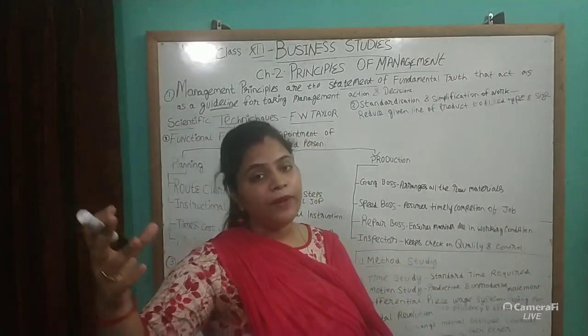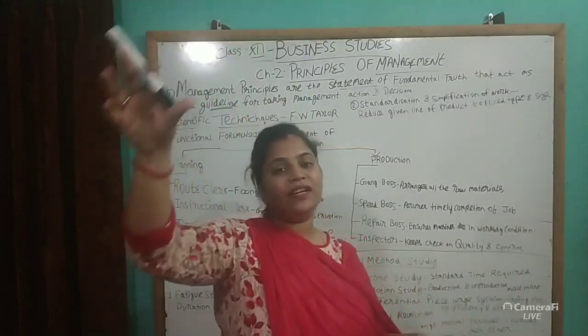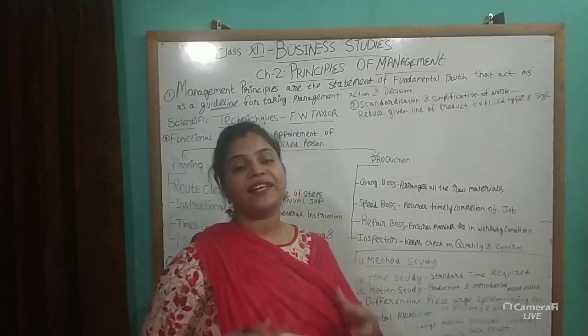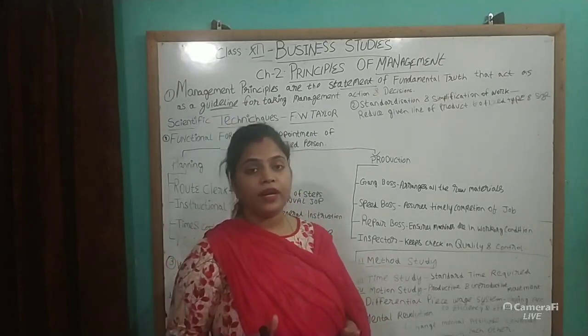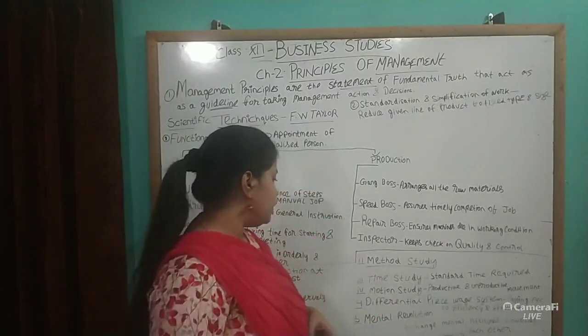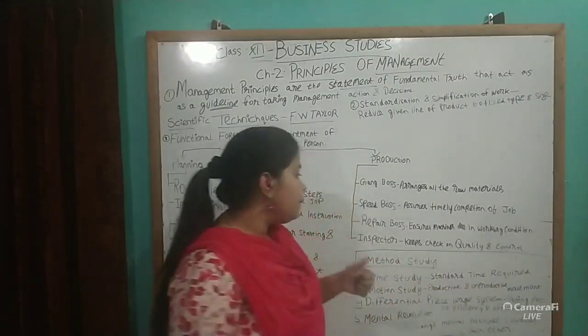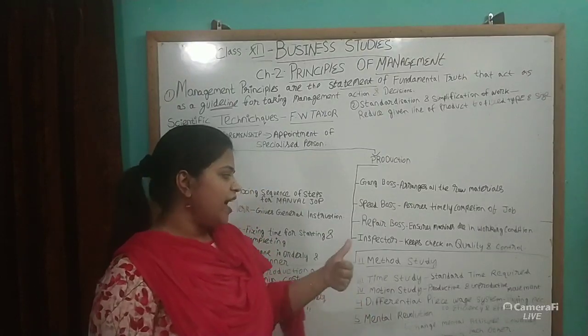Then what will happen? You will take more time to reach there. That is unproductive movement. That much movement is not required. It is wasting time, okay? Productive and unproductive movement. Then differential piece wage system. It means paying according to efficiency and effectiveness.